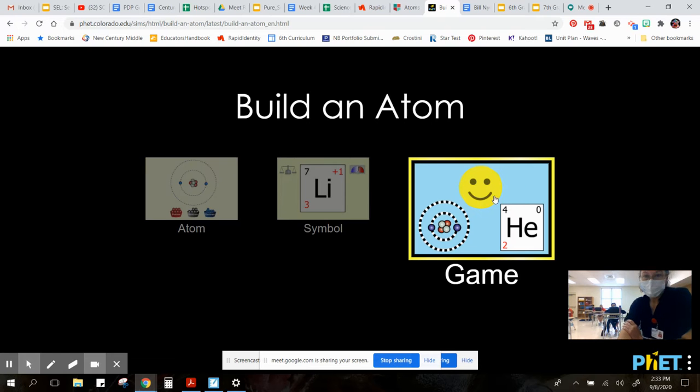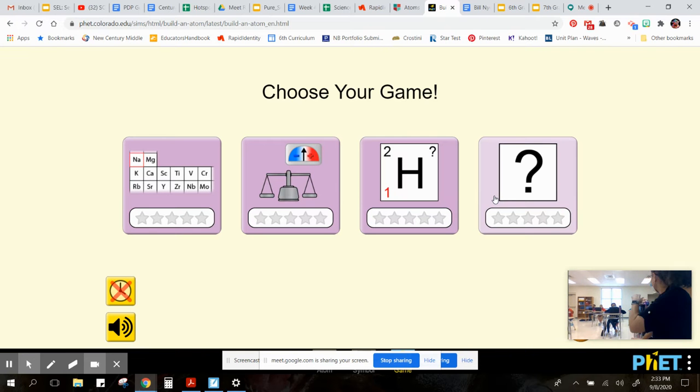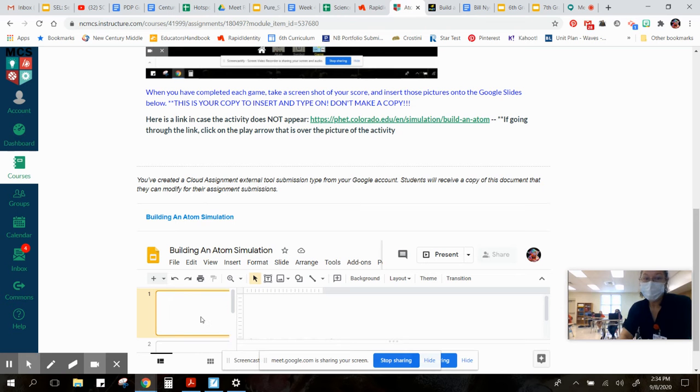Now, here's the actual assignment. There are 4 games to play, and those 4 games will ask you 10 questions each. You are going to play each game. You must get at least 7 out of 10. You can play it as many times as you need to until you get 7 out of 10. Okay? Once you have gotten at least 7 out of 10, you're going to take a screenshot of your score. That screenshot will be loaded onto the slide right down here.